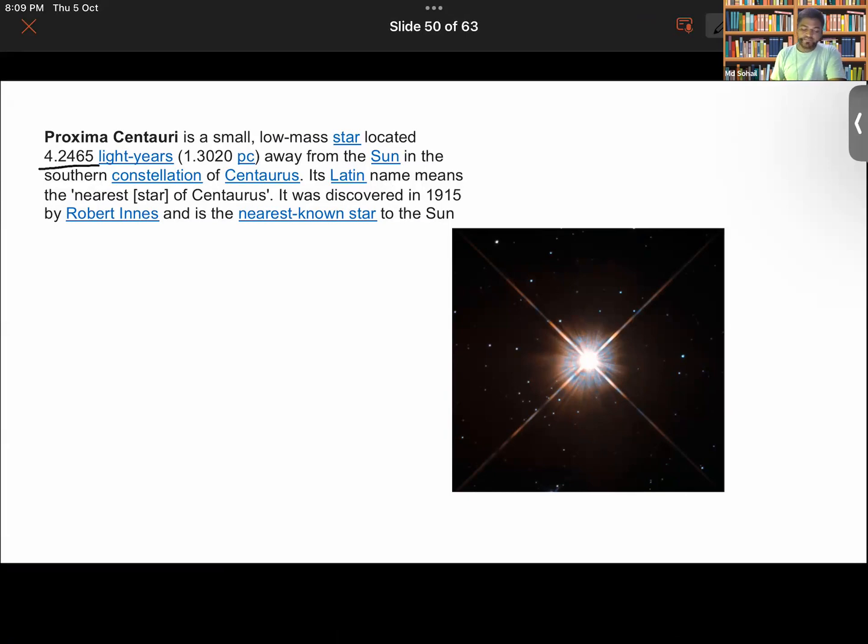4.2465 light years away. 1.3020 parsec. This PC here represents parsec. We will come to that.